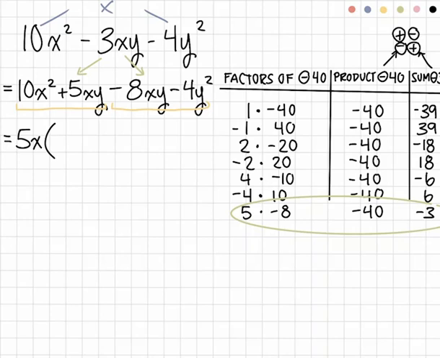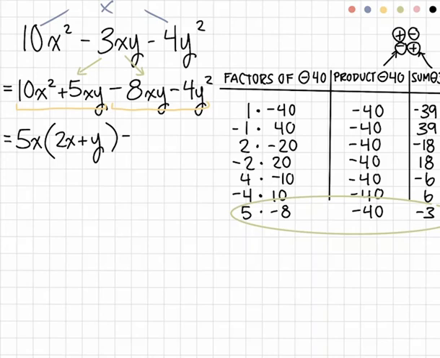So what is going to be left inside my brackets? If I divide these terms by 5x, or I ask myself, what times 5x will give me the product? So 5x times what is going to give me 10x squared? Well, 5x times 2 is going to give me 10x squared. X. And now, what am I going to do to get to positive 5xy? Well, I'll just multiply by y.